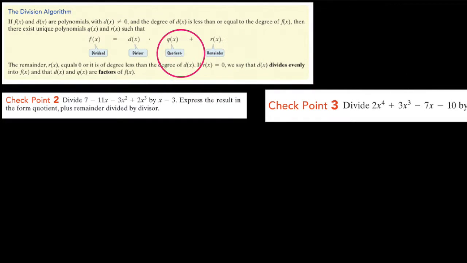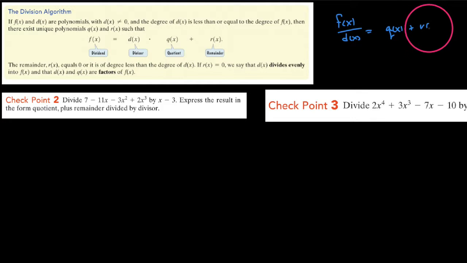Okay, YouTube, in this video we're going to focus on what we call the division algorithm. Essentially, this is a nifty tool that says if we take some function f of x and divide it by some divisor function d of x, we get some quotient polynomial q of x plus some remainder polynomial r of x over d of x.